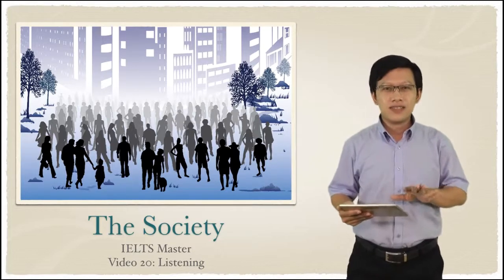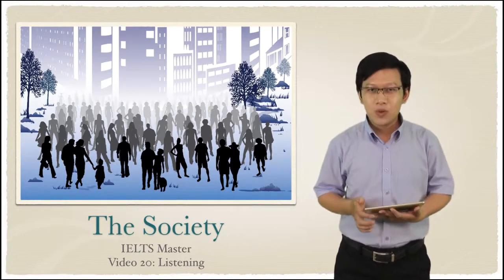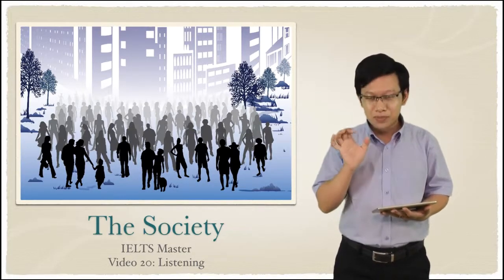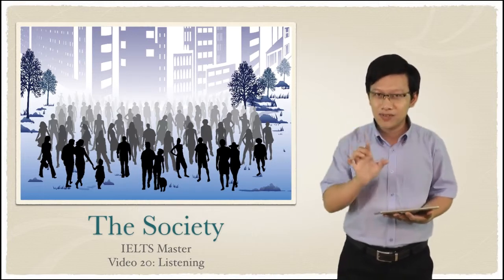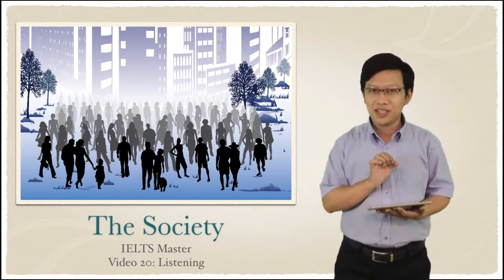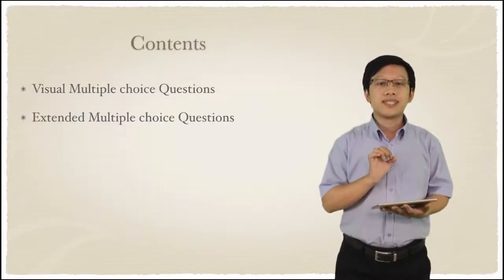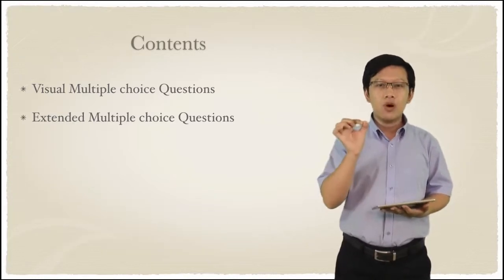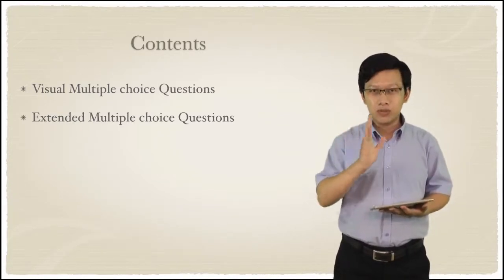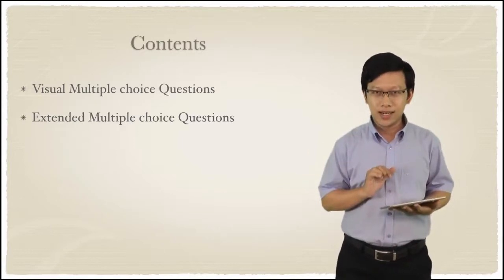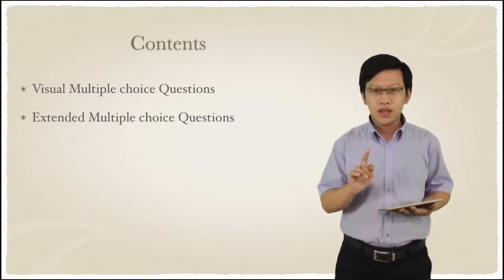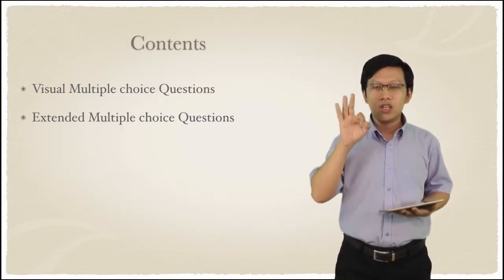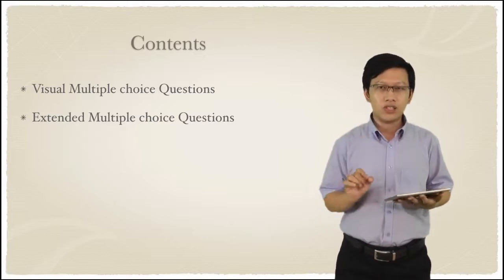Alright, the topic for today is the society. We are going to listen to something about the society in general. But the specific topic, I'm gonna have to leave that until the recording is played. Okay. In terms of skills, today we'll take a look at 2 types of questions: visual multiple choice and extended multiple choice. We did multiple choice already, A, B, C, and D, choose one. We also did extended multiple choice, A, B, C, D, E, F, G, H, choose 3 from them. But we haven't done visual multiple choice.